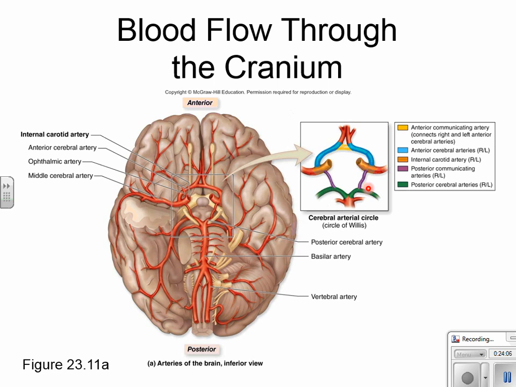So make sure you know the circle of Willis and have the general idea. If a blockage occurred in the frontal lobe, it would be the anterior cerebral. And guys, remember, cerebral is the big brain. Cerebellar, which we don't see any of these arteries talking about, would be cerebellar arteries going to the cerebellum. The cerebellum is the baby, like the bell of the brain.